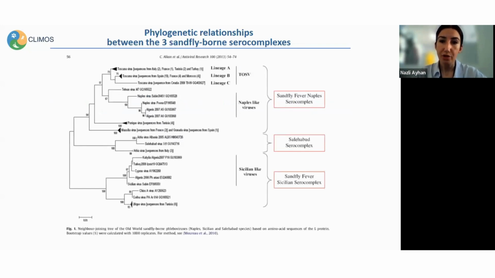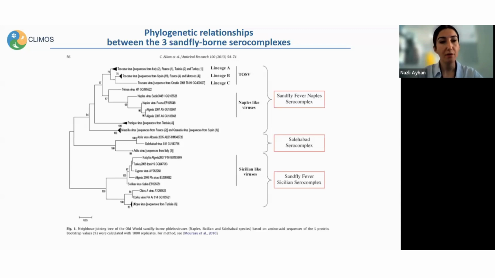And when we look at the phylogenetic relationship between the serocomplexes for Old World Sandfly-borne Phleboviruses, we can group them into 3 serocomplexes: Sandfly fever Naples serocomplex, Salehabad serocomplex, and Sicilian serocomplex. As mentioned in the previous webinar by Professor Rémi Charrel, there are several pathogens in these groups.